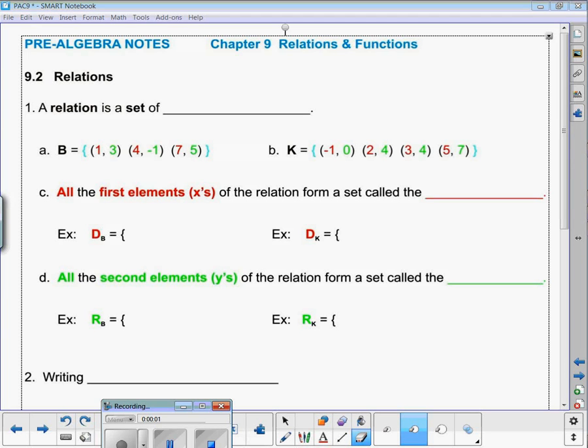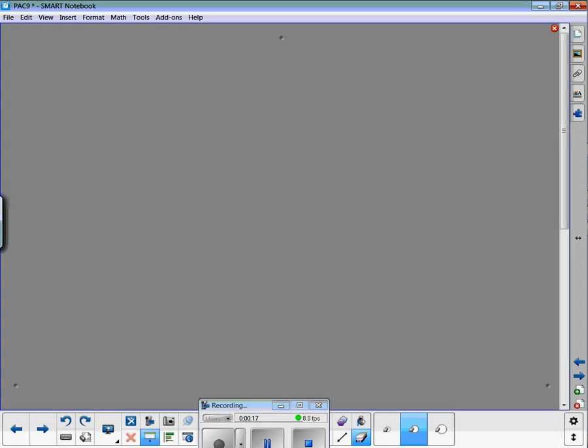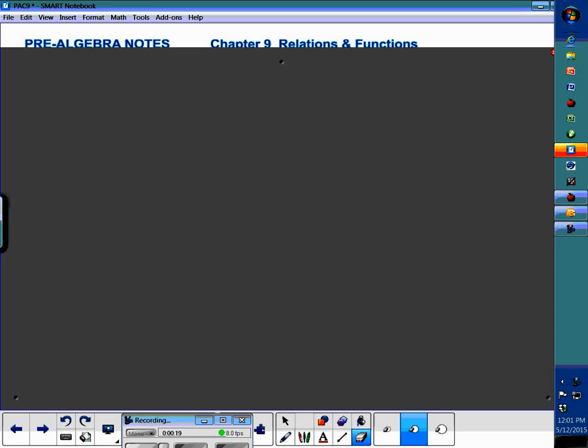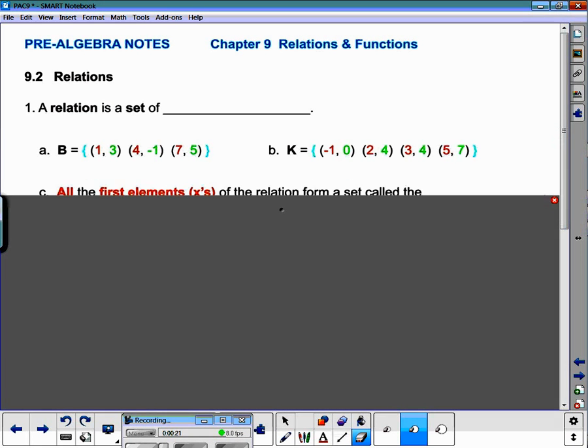So 9.1 is Cartesian plane, coordinate plane, and we're going to now try to add to our knowledge involving relations and functions, and that's where we're heading. So today's topic is relations. Let me get my screen up so that I can focus your attention. So what is a relation?